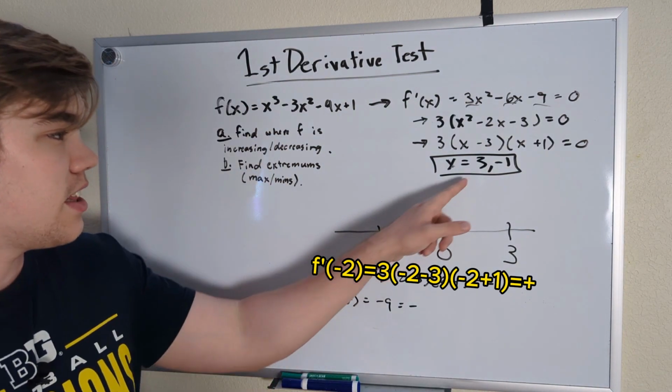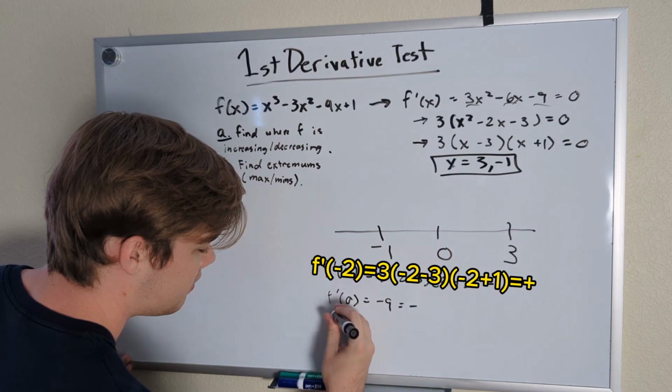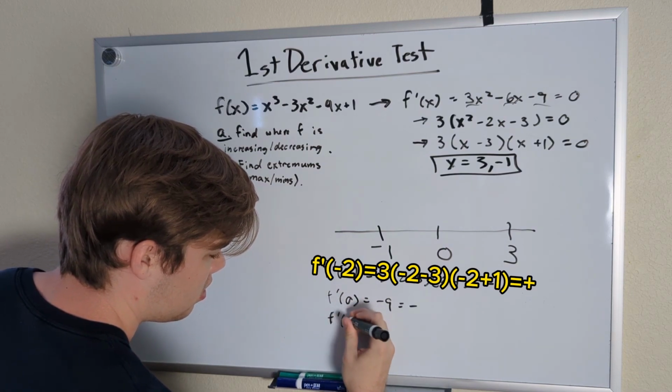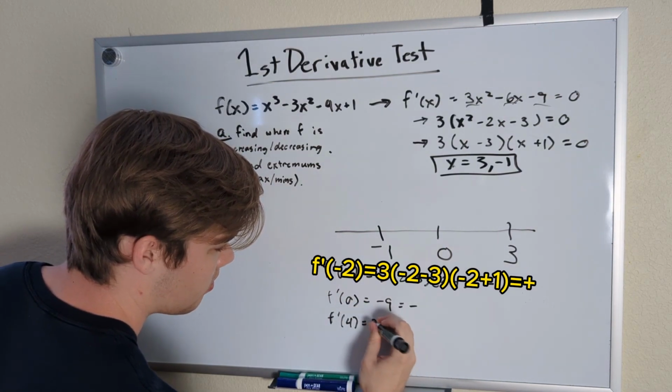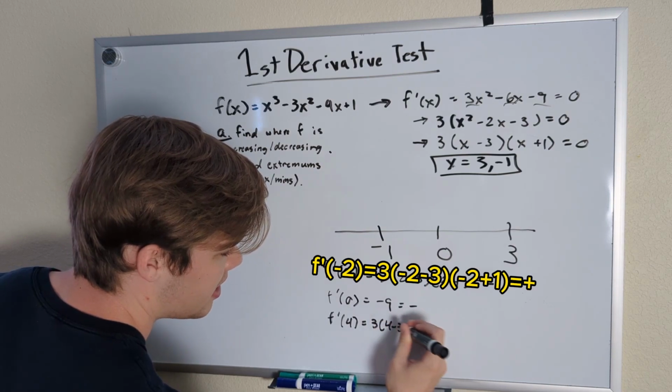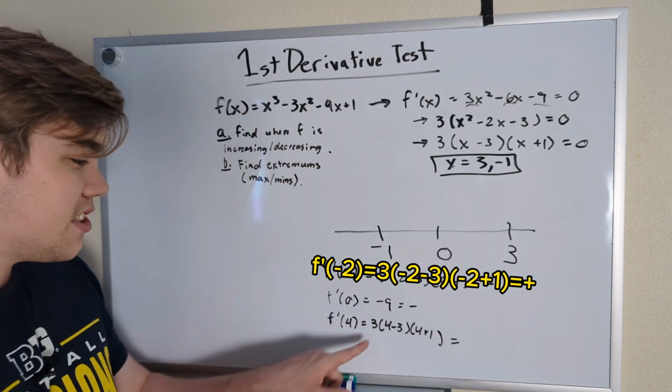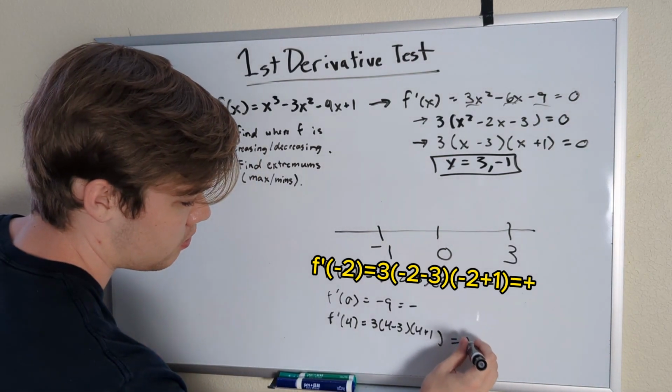Now let's plug in a number that's slightly higher than 3, say f prime of 4. This is equal to 3 times (4 minus 3) times (4 plus 1). And since all of these are positive, this part of the function will also be positive.